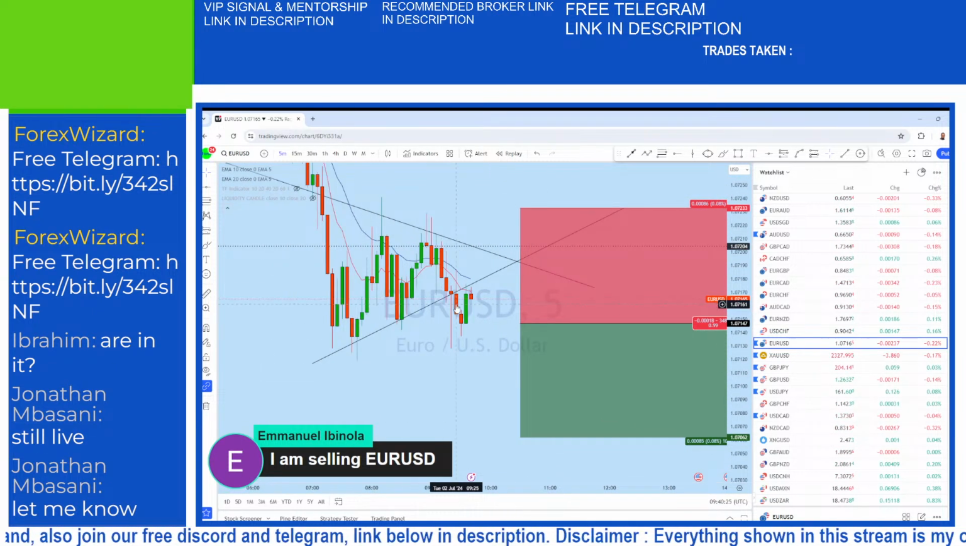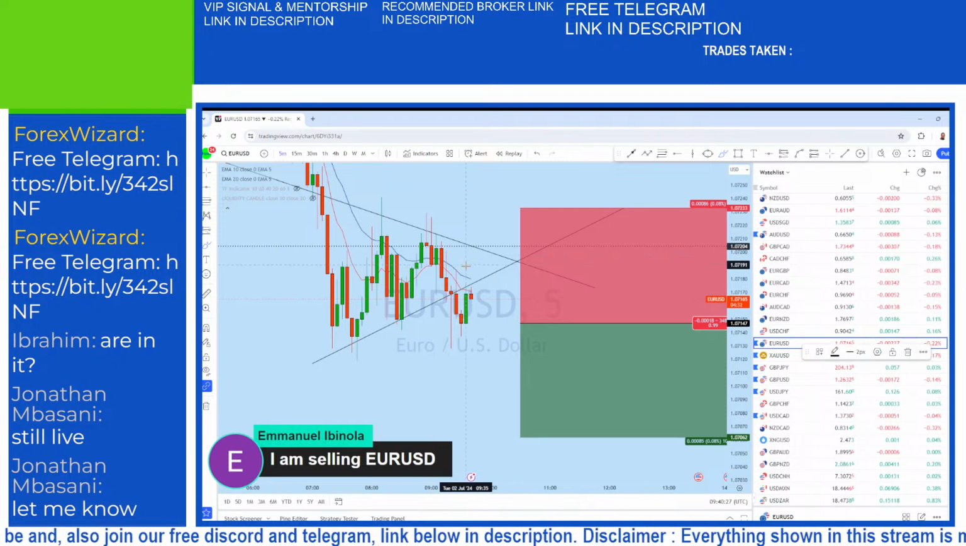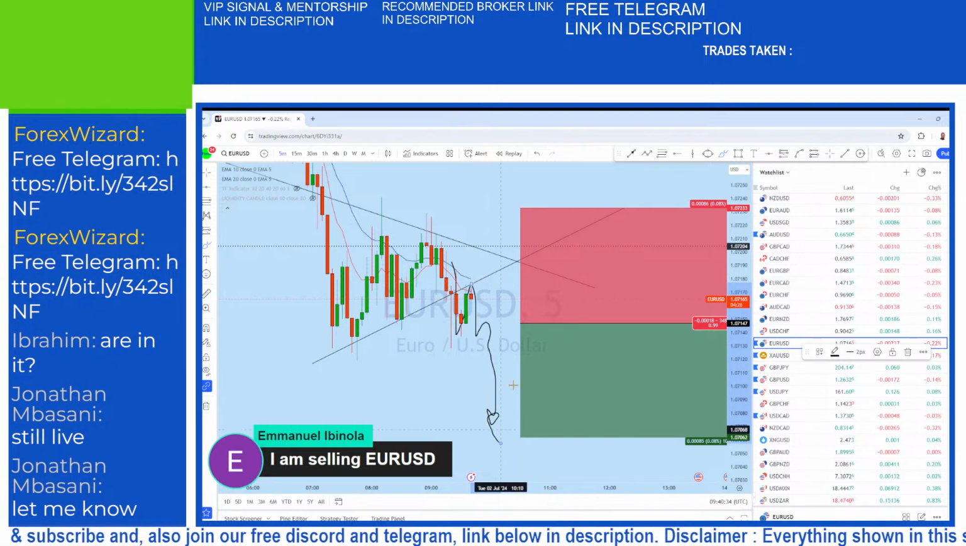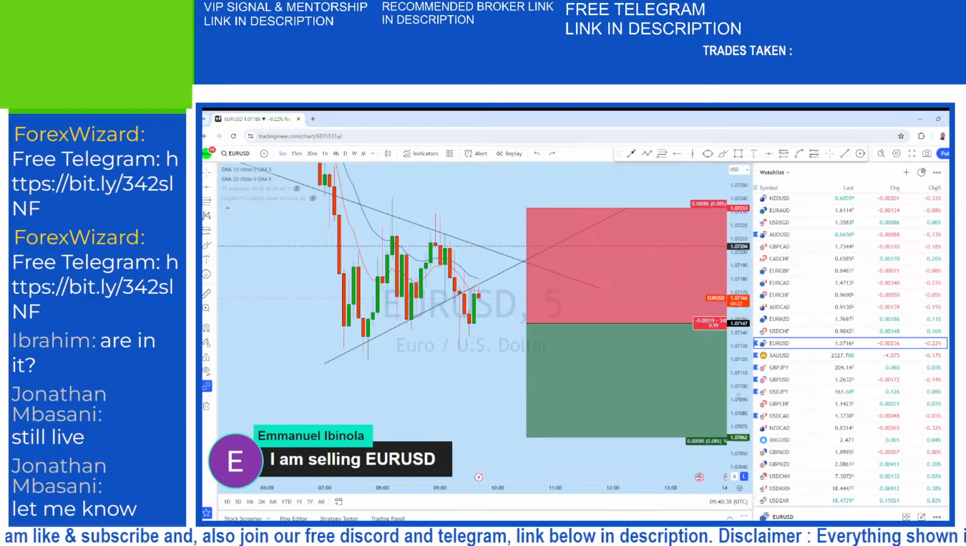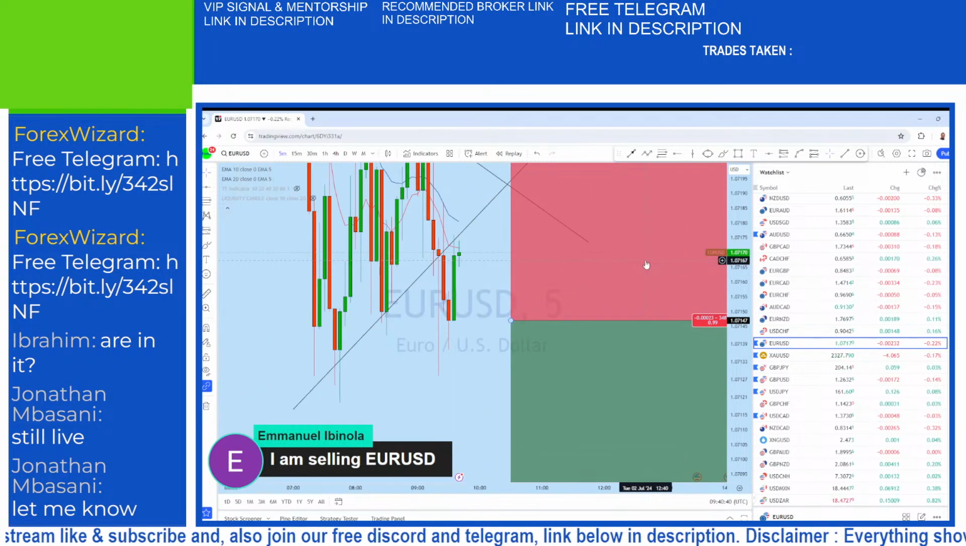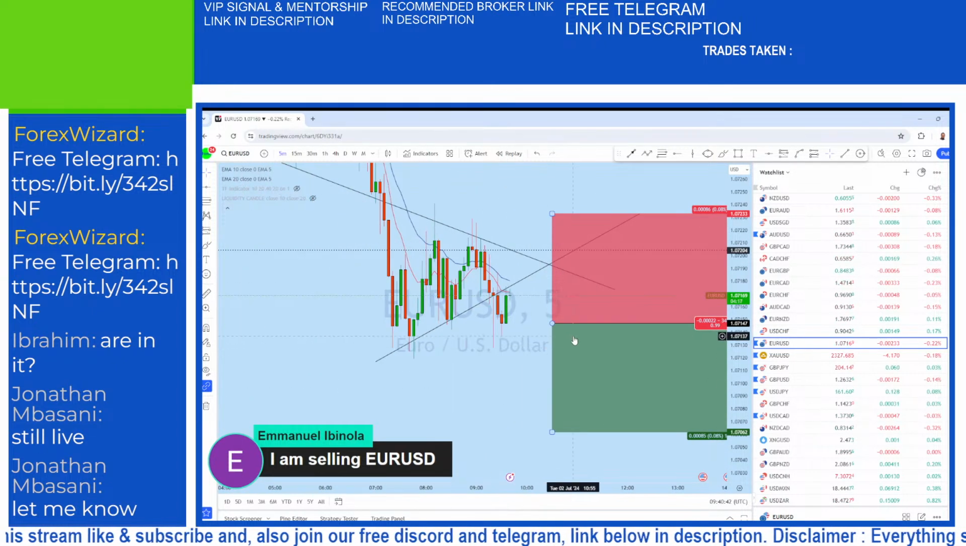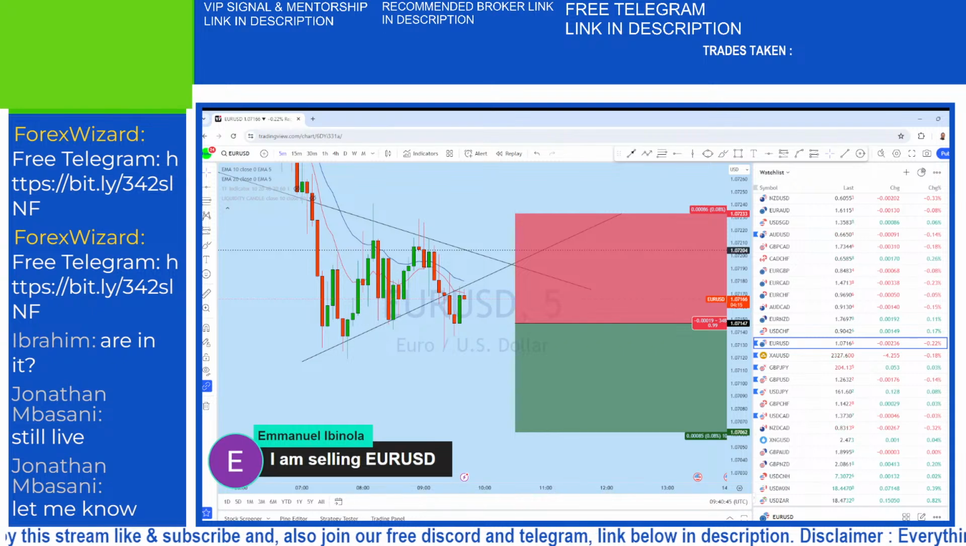Okay, so what we can see here, this is a very important liquidity candle, and with the liquidity candle pullback, expecting it to trend in the direction. So we are waiting for EUR/USD to trend downside.